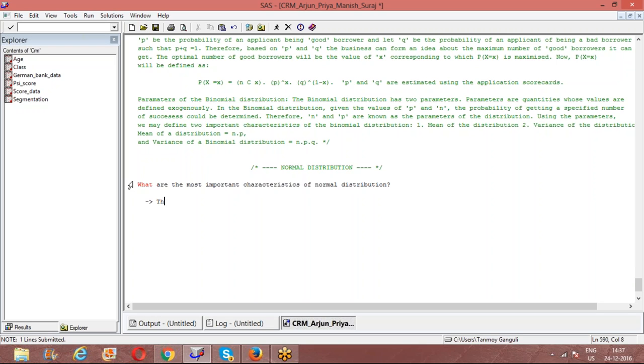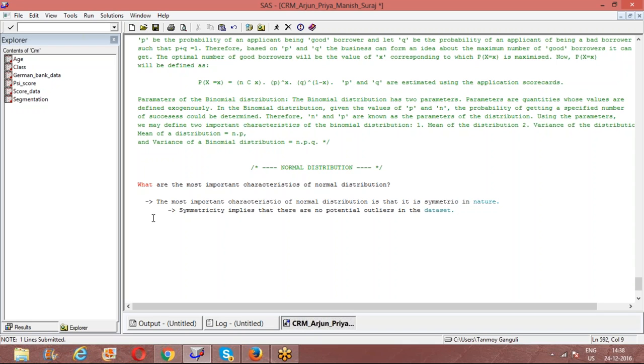So the most important characteristic of normal distribution is that it is symmetric in nature, right? Now the moment I add this concept of symmetricity, what I mean is symmetricity implies that there are no potential outliers in the data set. There are no potential outliers in the data set.